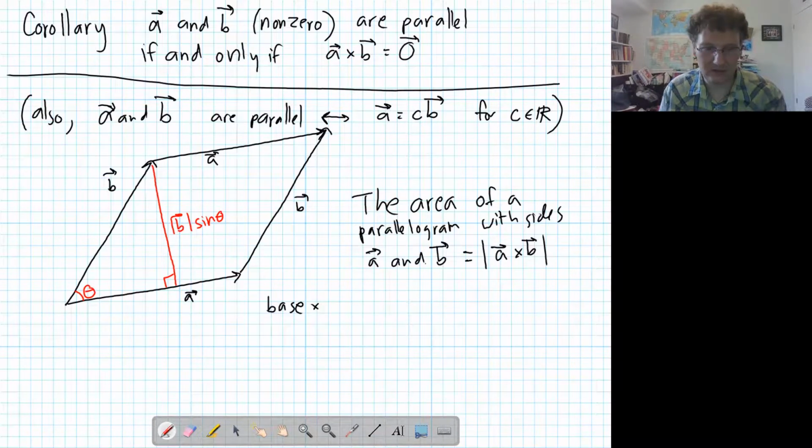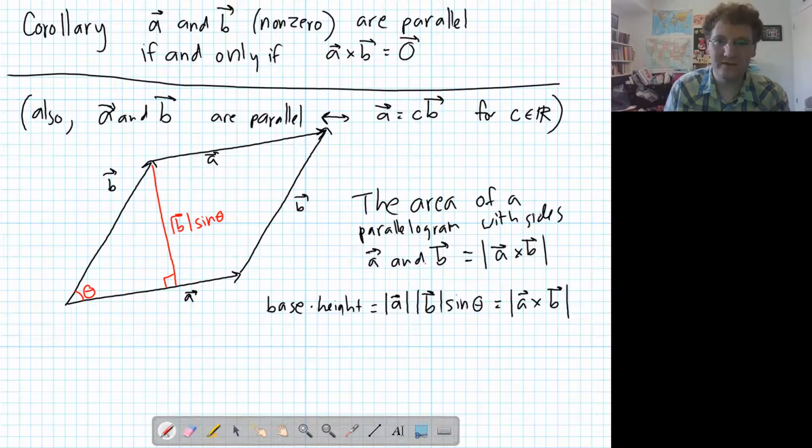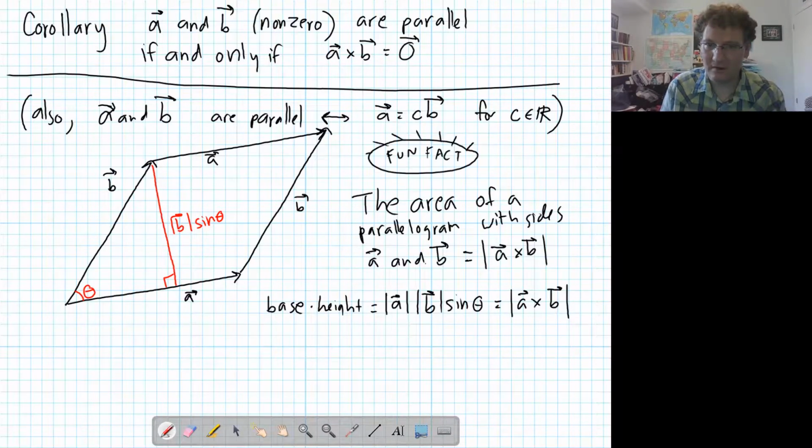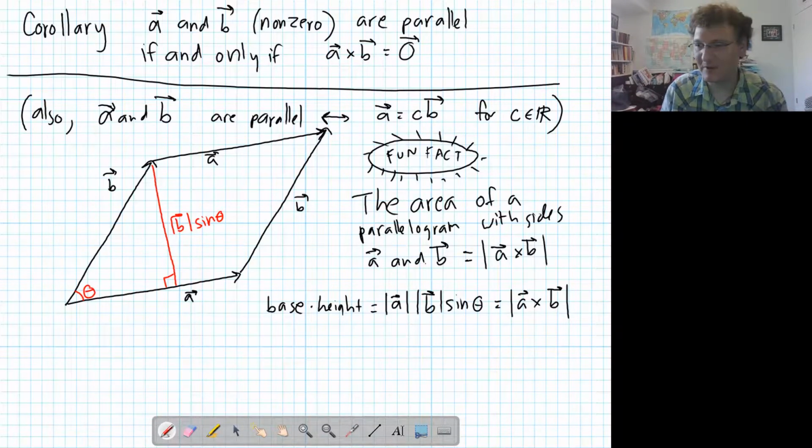Base times height is just the length of the base, and then the height is just the magnitude of B times sine theta, and that's the magnitude of A cross B. This is just a fun fact. I'll put it in fun fact. A fun application of cross products.